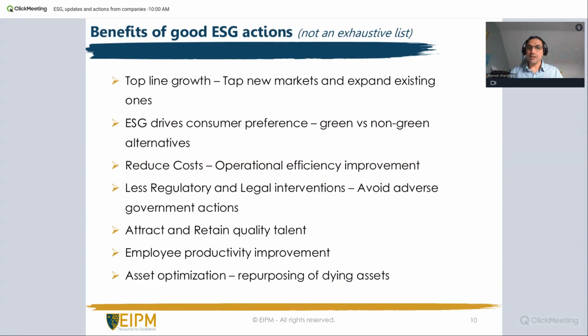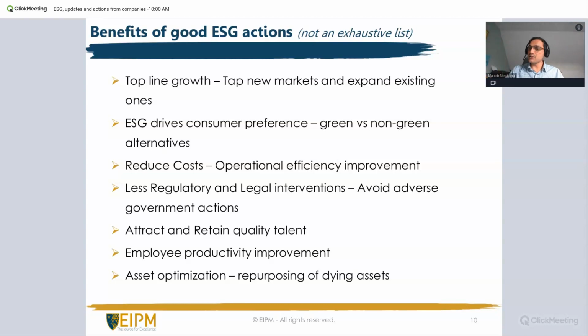Okay. It can also help to reduce costs. So there are plenty of actions. Let's say if we talk about circular economy in the E pillar, waste management or the right utilization of spare parts, etc., again, can improve operational efficiency and thus help you reduce costs. The right kind of material to choose can also help you reduce costs. And I'll give you a couple of examples on some of these company cases which result in reducing costs as well. Further, you could have less regulatory and less legal interventions.